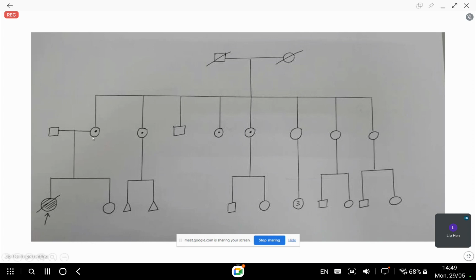So you can see that not only is she a translocation carrier, 3 of the sisters also have this balanced reciprocal translocation, which is not that uncommon, 1 in 500.